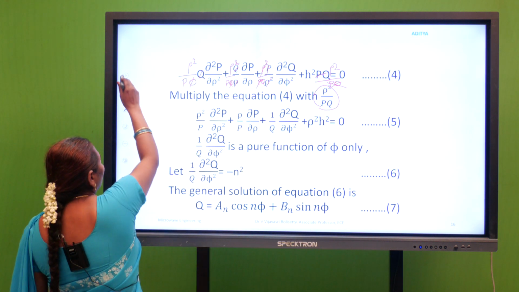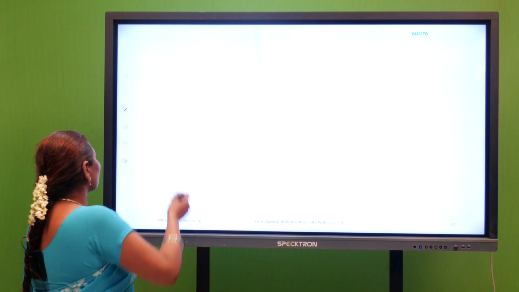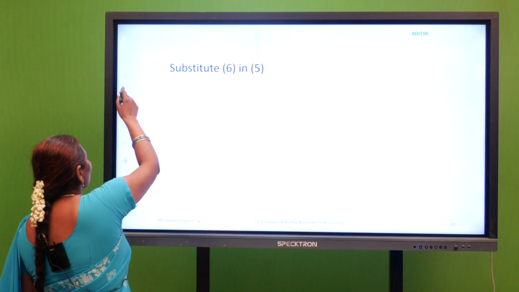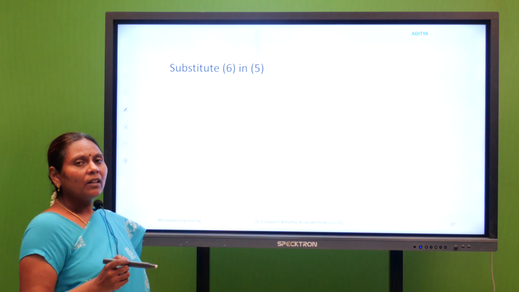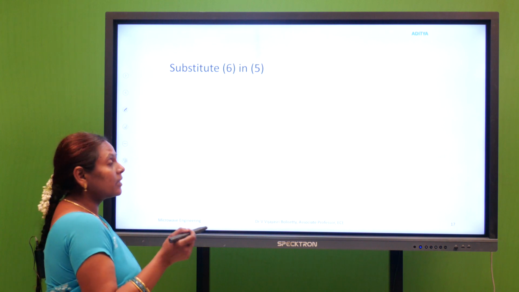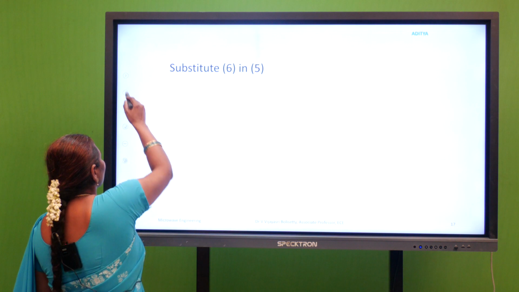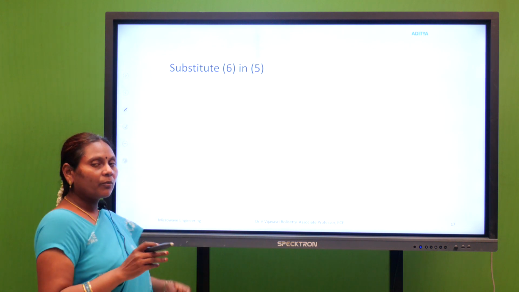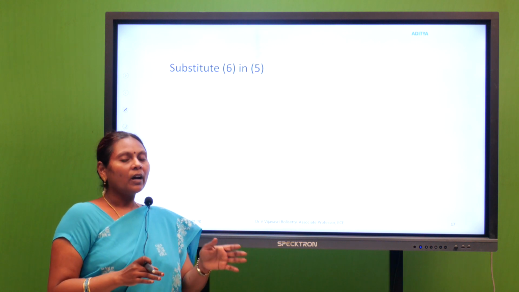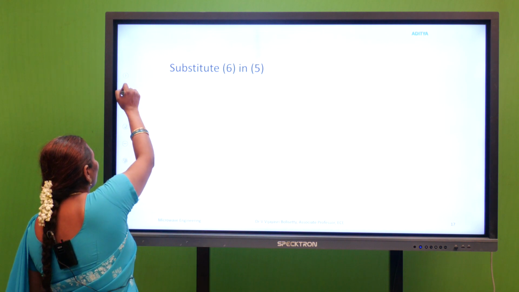So now let us substitute this equation 6 in 5. So what is equation 6? That means we have minus 1 by Q d square Q by d phi square is equal to minus n square. So let us substitute that in the previous equation. The previous equation has 4 terms. Of the 4 terms, 3 terms are functions of rho and 1 term is a function of phi. So let us substitute this in the above equation.